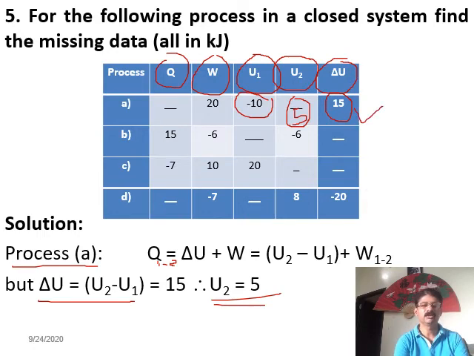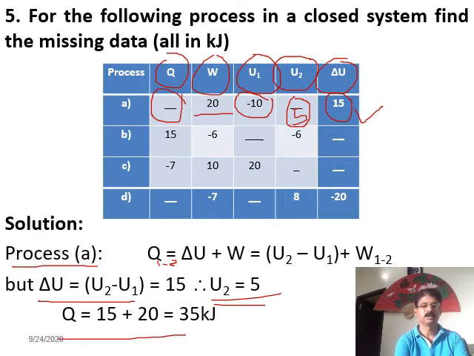Now once you find out delta U, easily you can find out Q. Because Q1 to 2 is equal to U2 minus U1 plus W1 to 2. So W1 to 2 is 20. So you will substitute that, and you will get Q as 35 kilojoules. 15 plus 20. So what is 15? Delta U. Or directly you can write Q as delta U plus W also, no issues. Or in place of delta U, you can consider U2 minus U1 also.